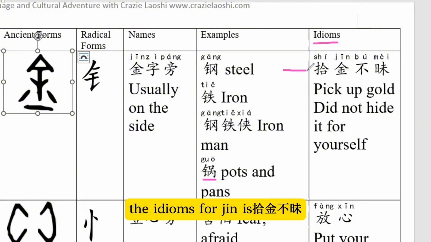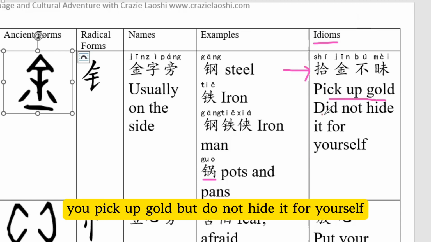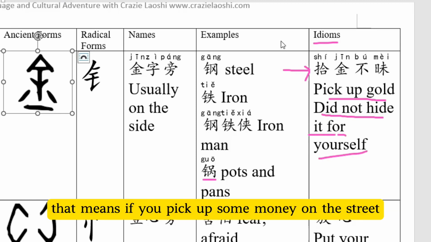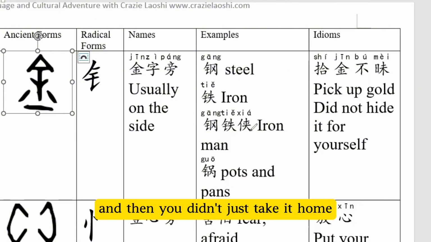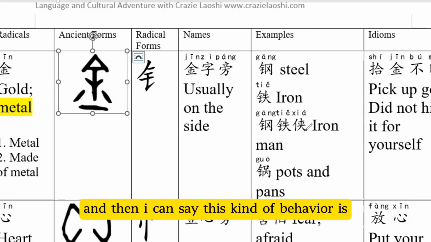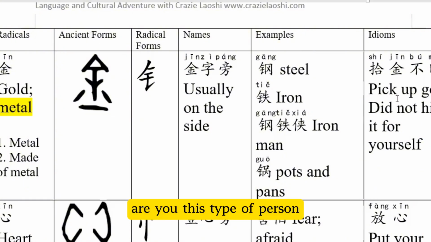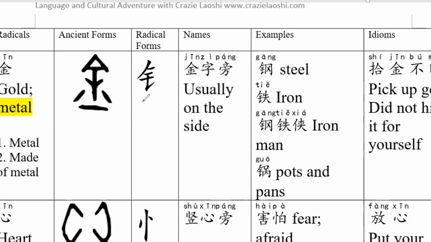The idiom for 金 is 拾金不昧. You pick up gold, but do not hide it for yourself. That means if you pick up some money on the street and then you didn't just take it home, you try to find who owns it. Maybe you give it to the police. Maybe you wait there for the people to come back for the money. And then I can say this kind of behavior is 拾金不昧. Are you this type of person? 拾金不昧. We practice writing this.